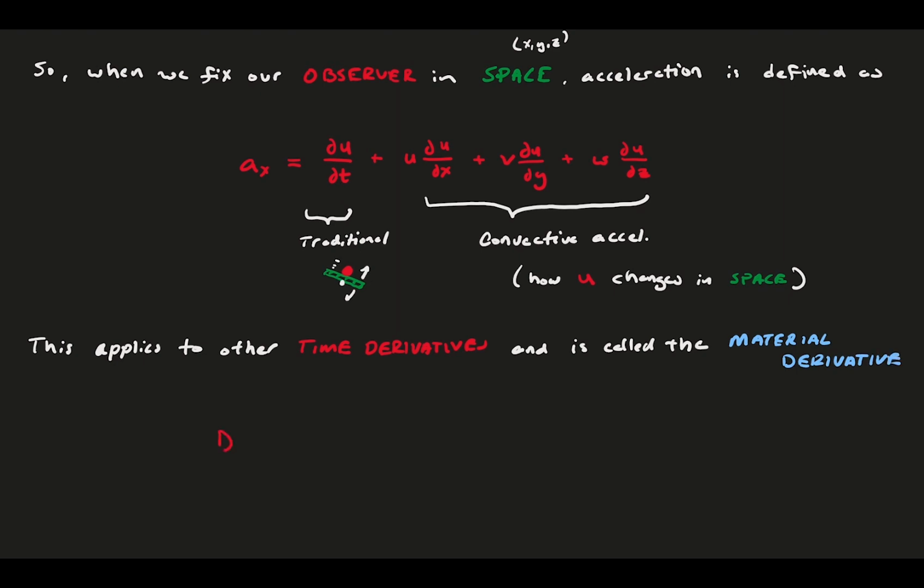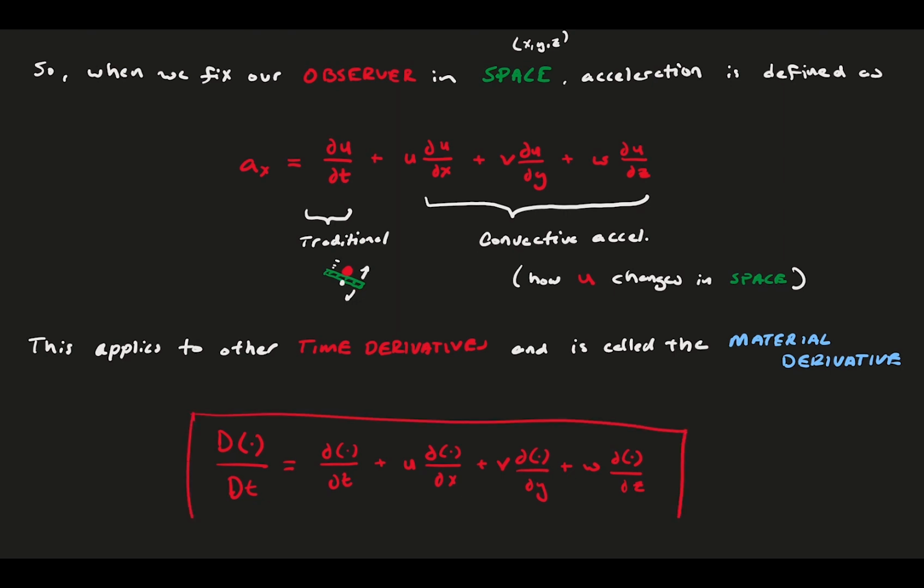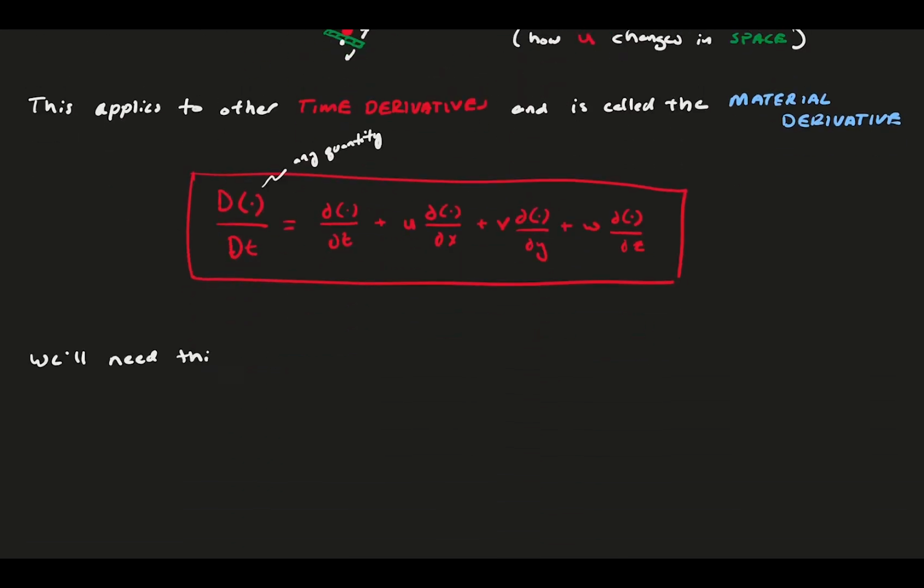When you take a time derivative of a quantity with a fixed observation window, which is how we study fluid mechanics, you need to use this form of derivative. We will need this moving forward in the conservation of momentum, and it appears all the time in fluid mechanics.